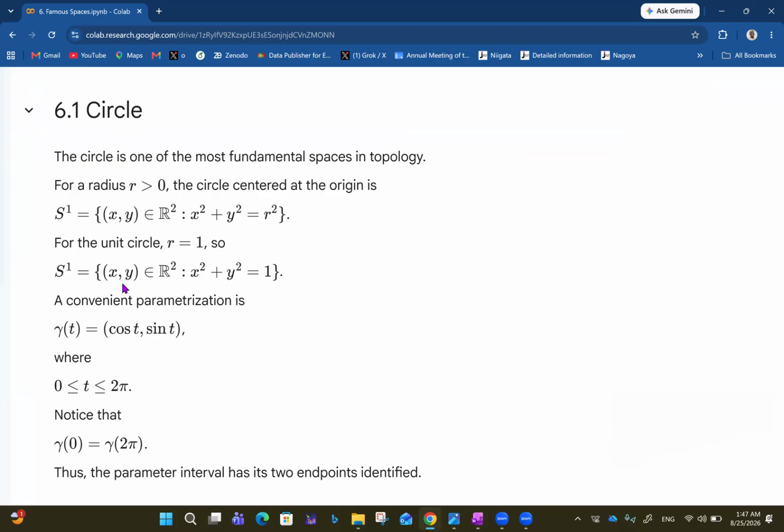So we have S1 to be (x, y) belonging to R squared, and x squared plus y squared is equal to 1. A convenient parameterization is gamma of t, which is (cos t, sin t), where t lies between 0 and 2 pi. And notice that gamma of 0 is equal to gamma of 2 pi, right? So it means that with the continuous transformation, like what we saw in the last video, the shape in the beginning is the shape in the end. Thus, the parameter interval has its two endpoints identified like that.